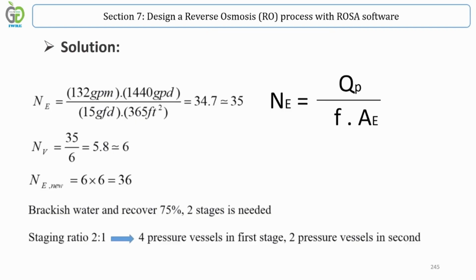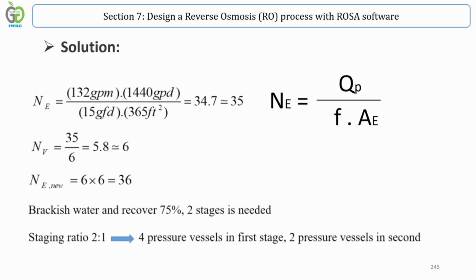Now you can calculate the number of elements according to this equation, as we have already discussed in the reverse osmosis design in 10 steps. Since design flux is in gallon per day, the permeate flow in our example is in gallon per minute, and that's why you have to convert it to gallon per day. That's why I multiply this number by 1440 to convert it to gallon per day. At first, I considered 365 square foot as active membrane area, and as you can see, the number of elements in this case is 35.